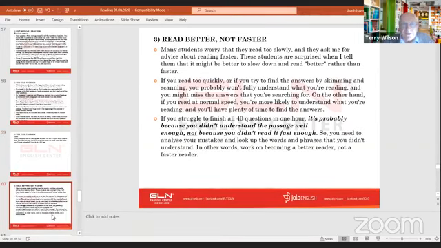Next, number 3, read better, not faster. Many students worry that they read too slowly, and they ask me for advice about reading faster. These students are surprised when I tell them that it might be better to slow down and read better rather than faster.